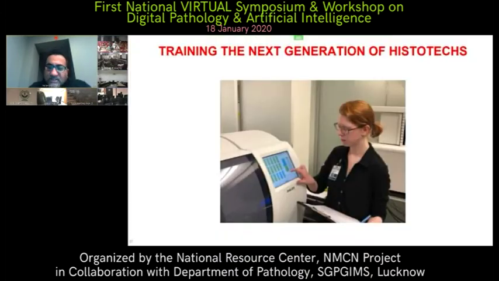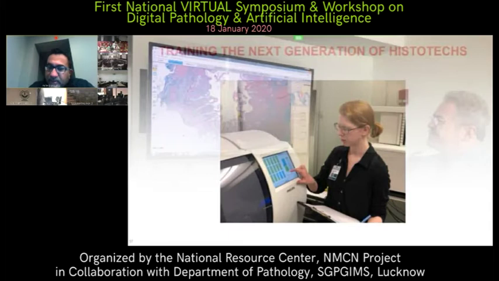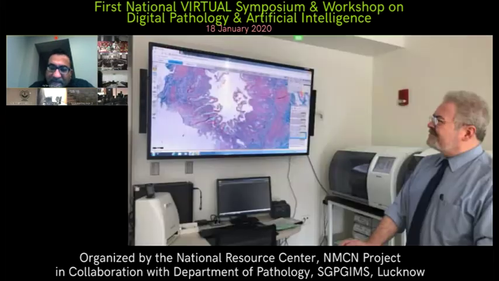So with this process in the last 2 years, we have trained several technicians and several histotechs who are now very comfortable using digital slides and creating images. Before we did that, we had to train all these people, and they had to understand what makes a good image, what makes a good slide, to make it digital.